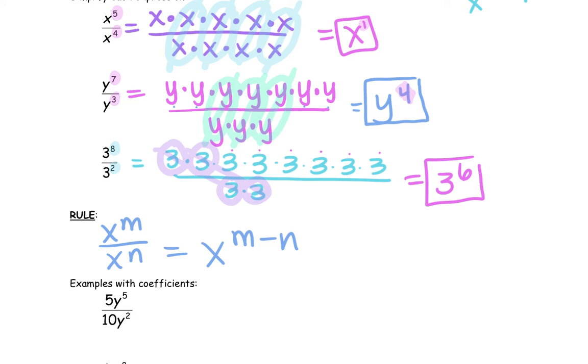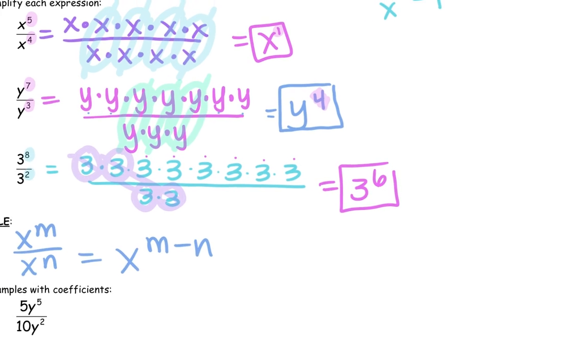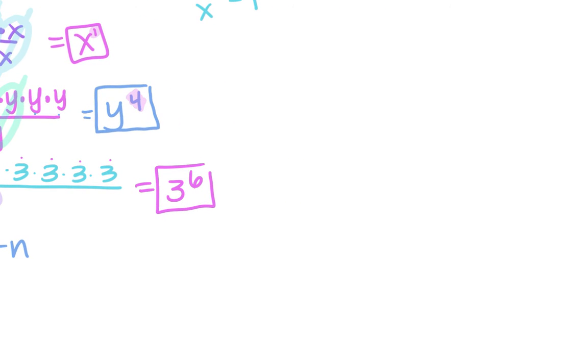Okay? Now, we didn't see an example where the exponent in the denominator was bigger than the exponent in the numerator, so I'm going to add one over here. What happens if we had a to the 3rd power over a to the 5th power? What do you think would happen here?